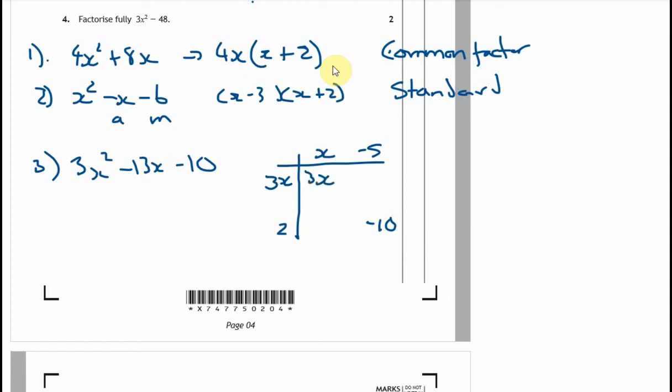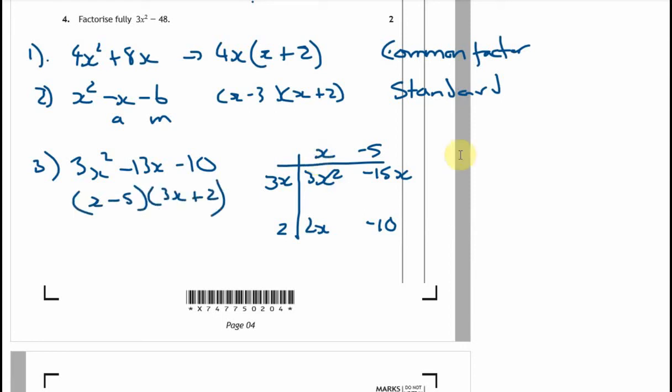So I get 3x squared, and right away I'm looking good. I've got 3x squared and minus 10. Now multiply the rest of it out. That's minus 15x, and that's 2x. Oh, there we go, first time. Minus 15x plus 2x is going to give me minus 13x. So your answer for this one would be x minus 5 and 3x plus 2.